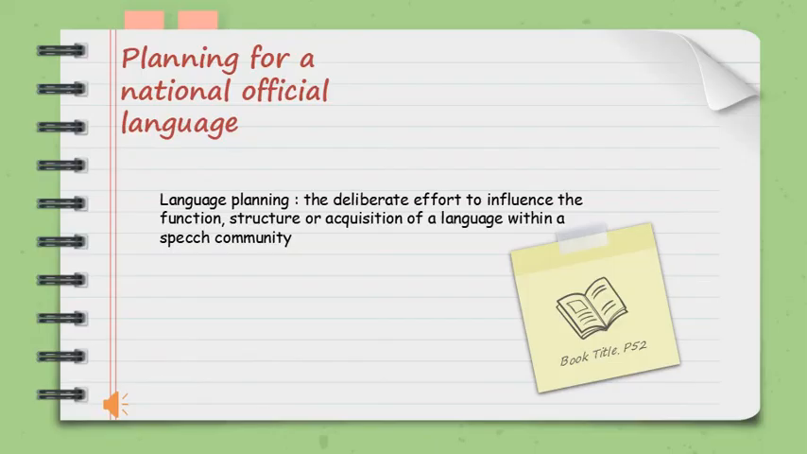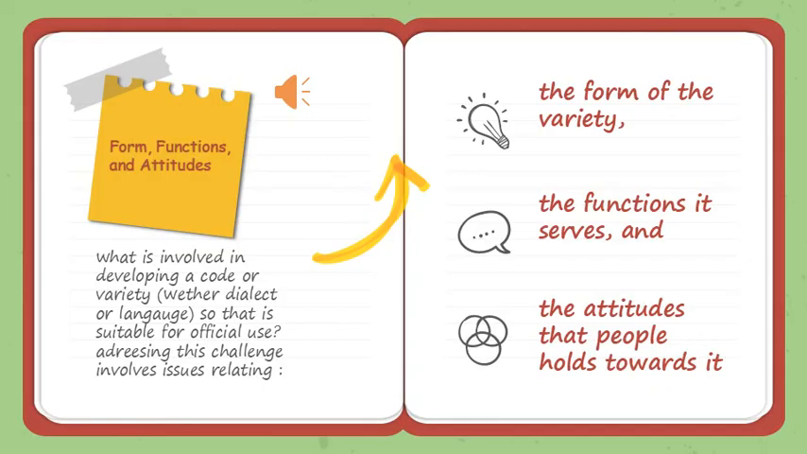When the government chooses a variety as national or official language, it does language planning. Language planning is the deliberate effort to influence the function, the structure, or acquisition of a language within a speech community. In planning a language, choosing a variety depends on several factors: first, the form of the variety, then the function it serves, and last, the attitude people hold toward it.